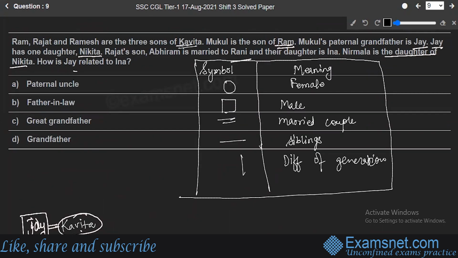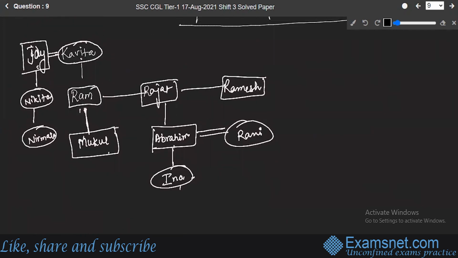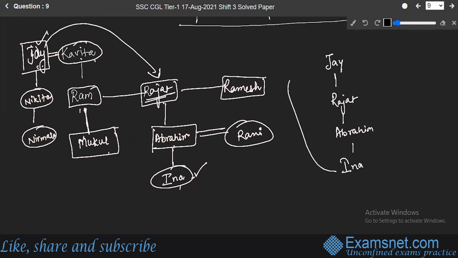Now the question is Jay. How is Jay related to Ina? So here is Jay and here is Ina. See, Jay is husband of Kavita. Kavita has Rajat as son. That means Rajat is son of Jay as well, right? Then you have Rajat's son, Ibrahim. Then you have Ibrahim's daughter, Ina. So Ina and Jay. Jay is great grandfather of Ina. Great grandfather of Ina. Correct?